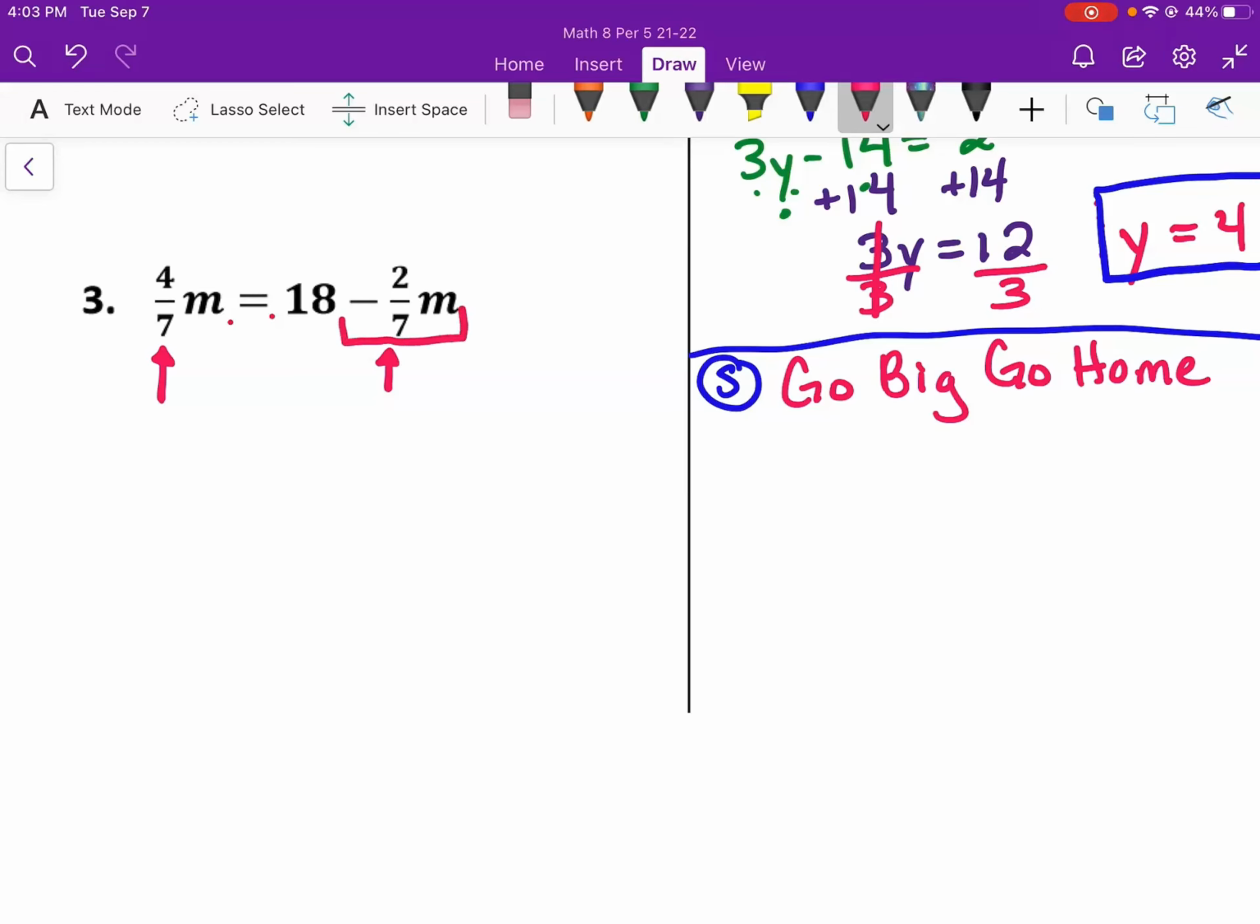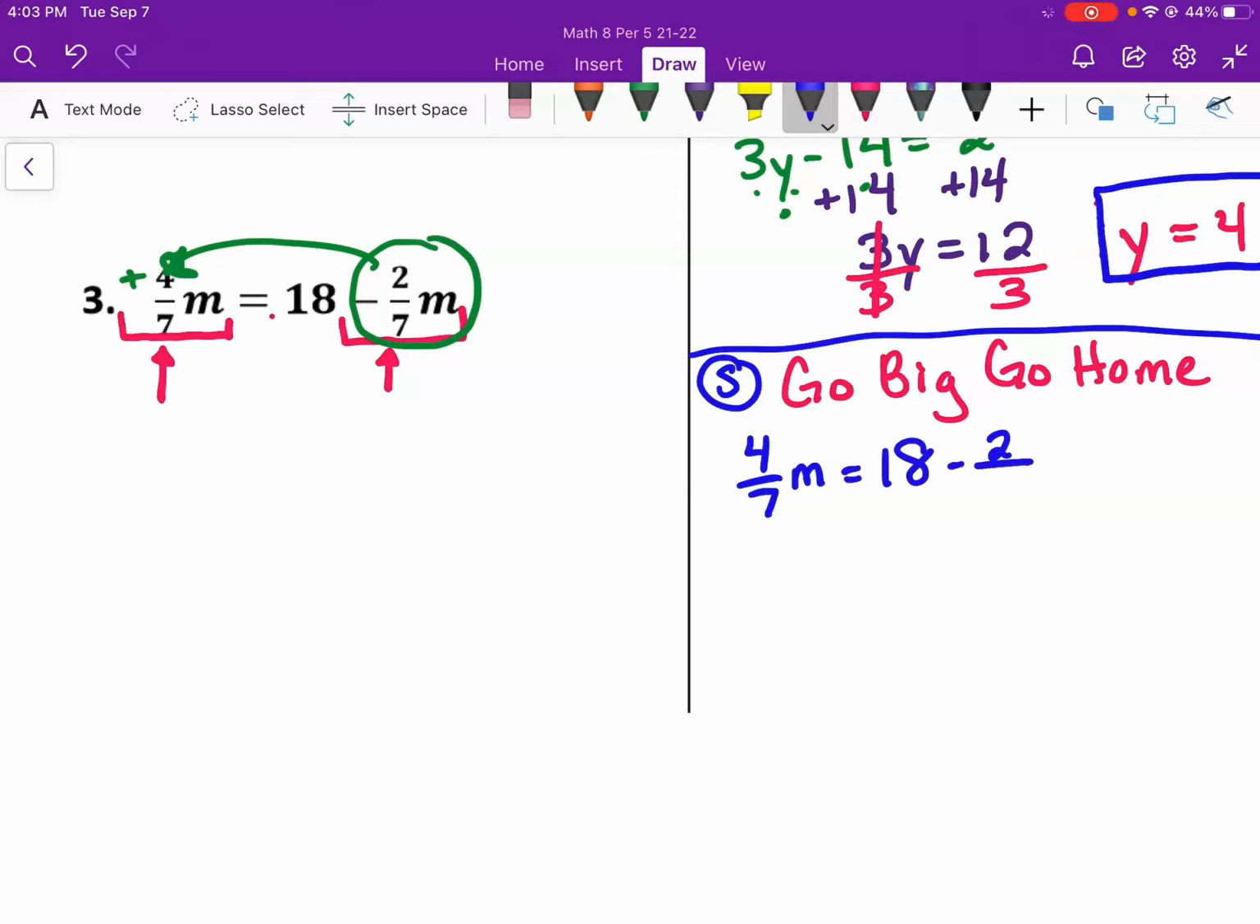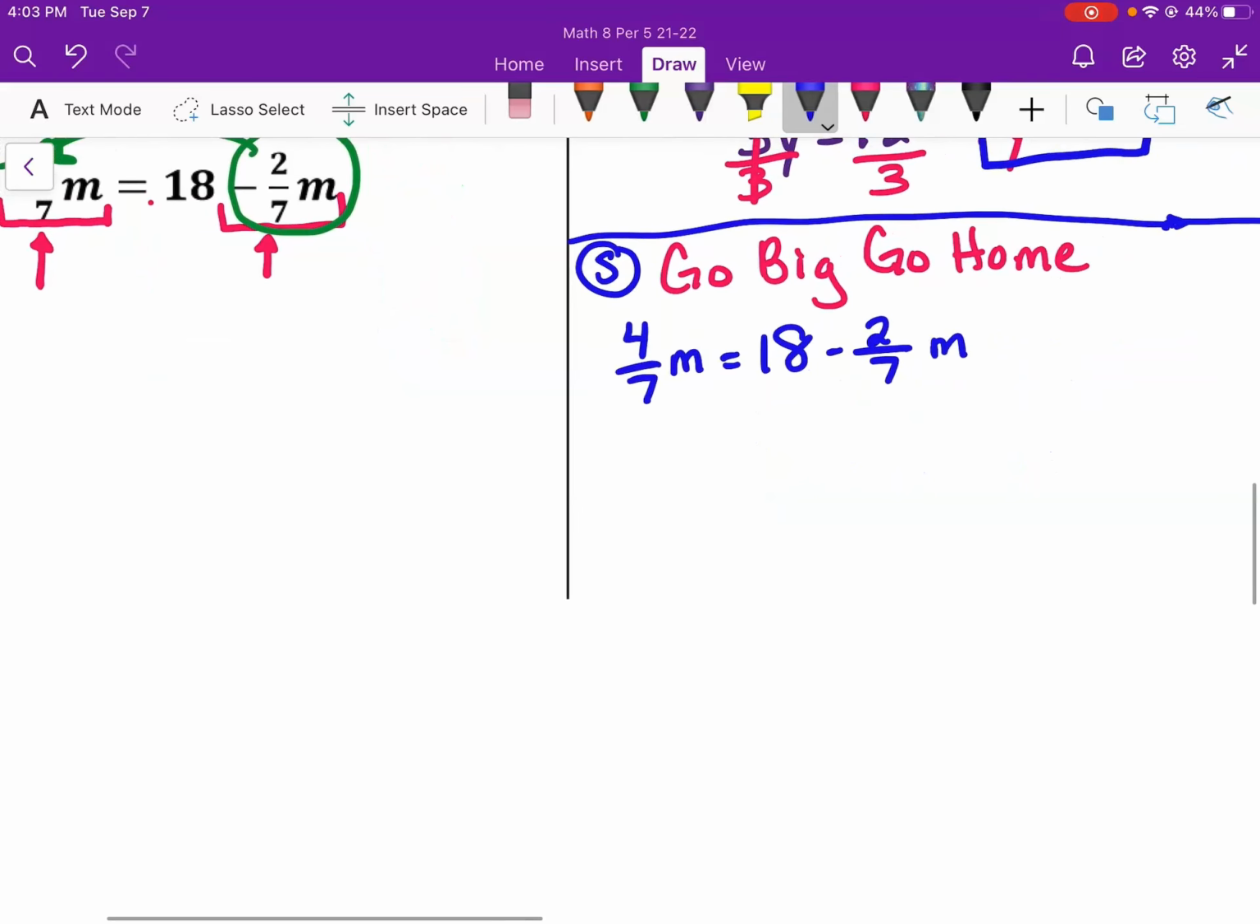This one is negative. This one doesn't have a sign out in front, and we know that means it's positive. So which one's bigger? Well, one's a positive, one's a negative, so we know we're going to be moving this guy over here. So inverse operations, we start out with 4/7 m equals 18 minus 2/7 m. Okay, my 2/7 is what needs to move.